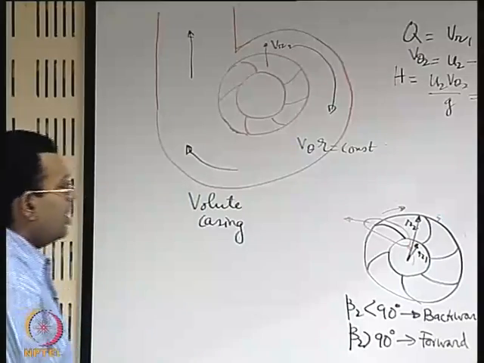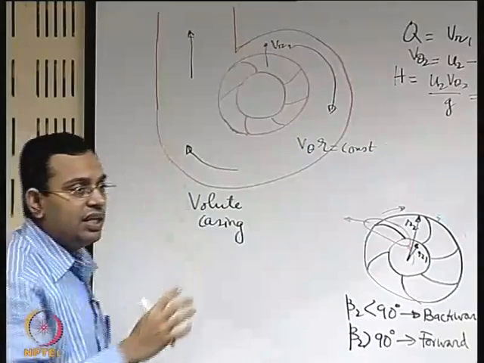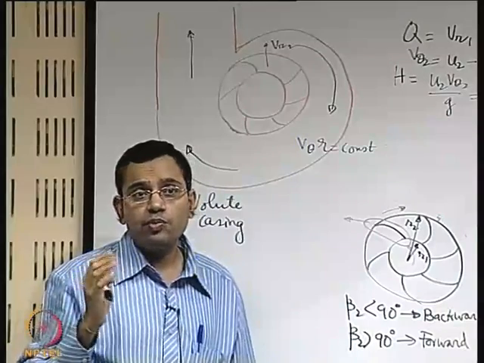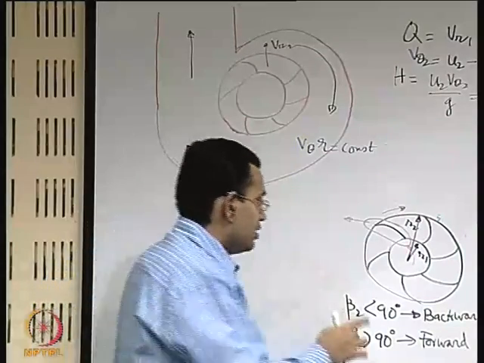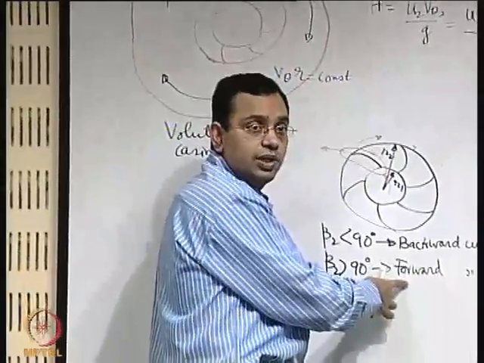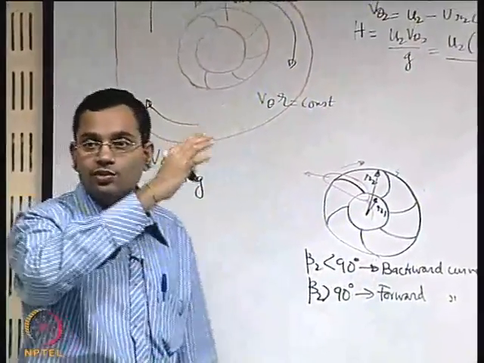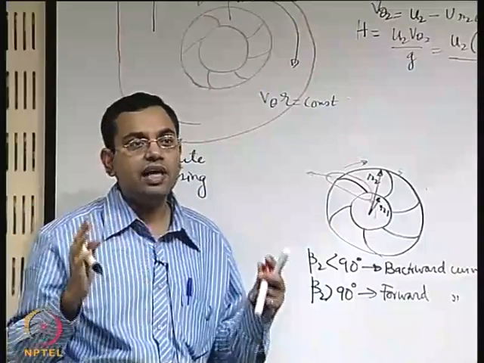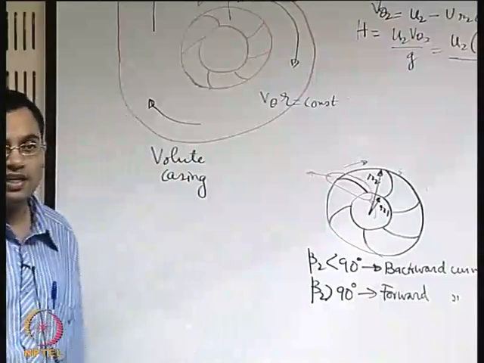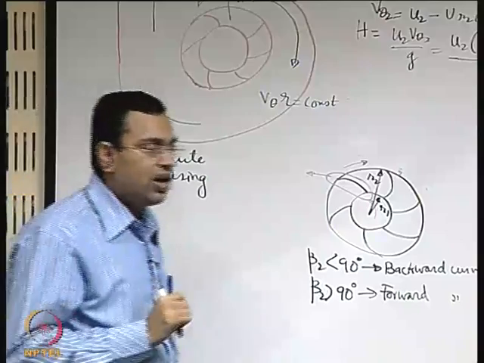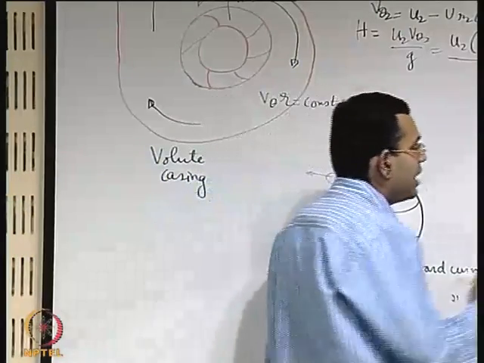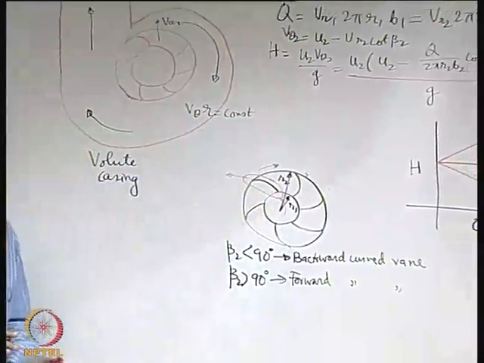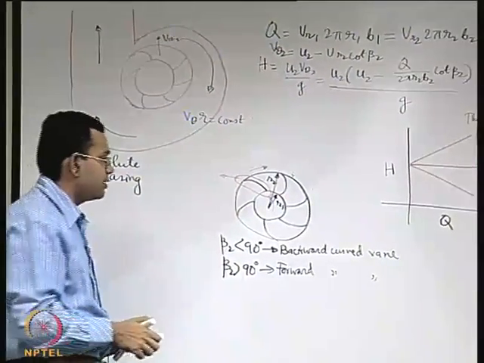Now, this entire activity has to be more important when the blade is forward curved, because then you have V2 as more. So, this entire recovery of the pressure energy from the kinetic energy has to be taken much more seriously in that case. But that is not all. The more important thing is what are the other non-idealities which occur within the impeller itself, and let us try to look into that.